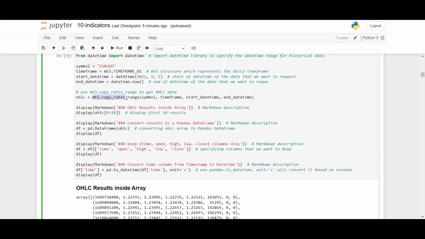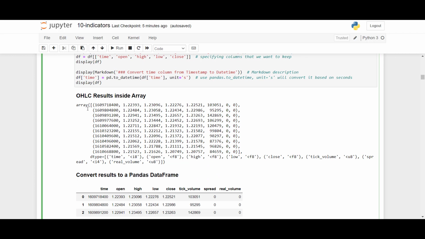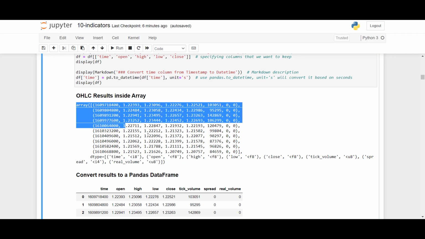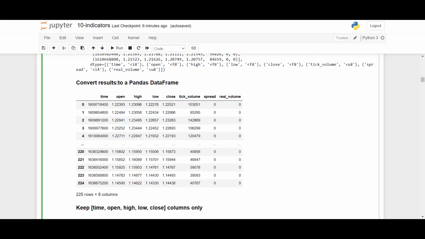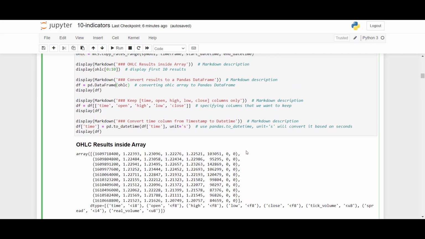Using mt5.copy_rates_range, we pass in these parameters, and then we get the OHLC data in an array, which is this array here. Next, we pass this array into a pandas DataFrame. So df is equal to pd.DataFrame passing the OHLC array, and the resulting DataFrame looks something like this.